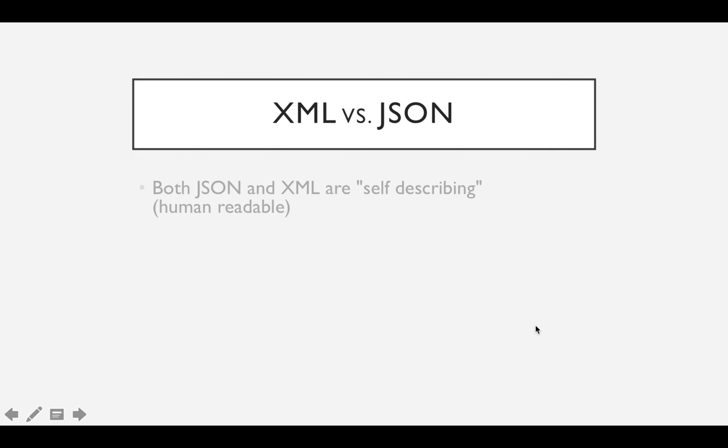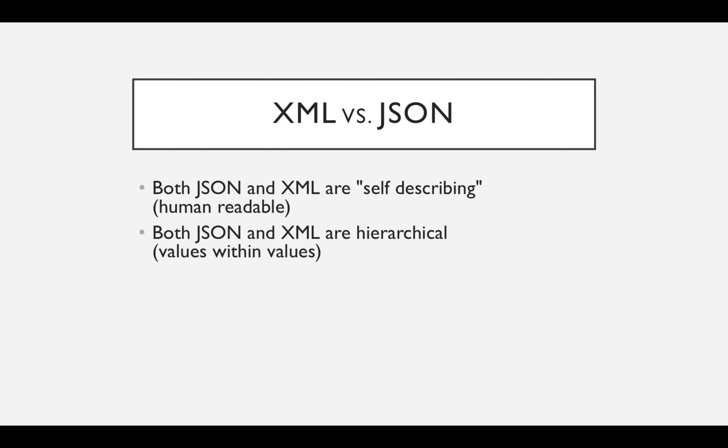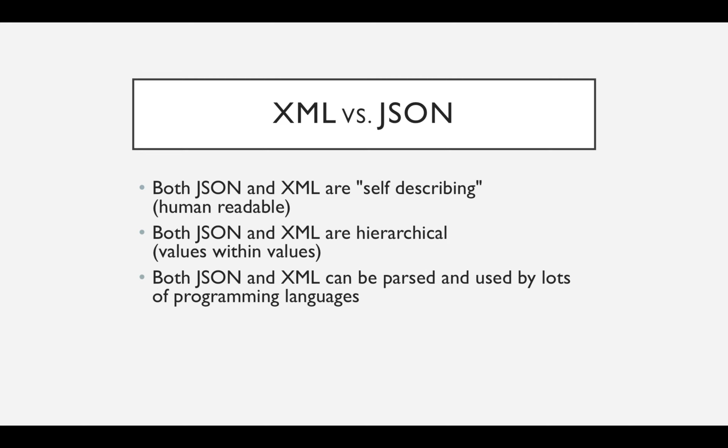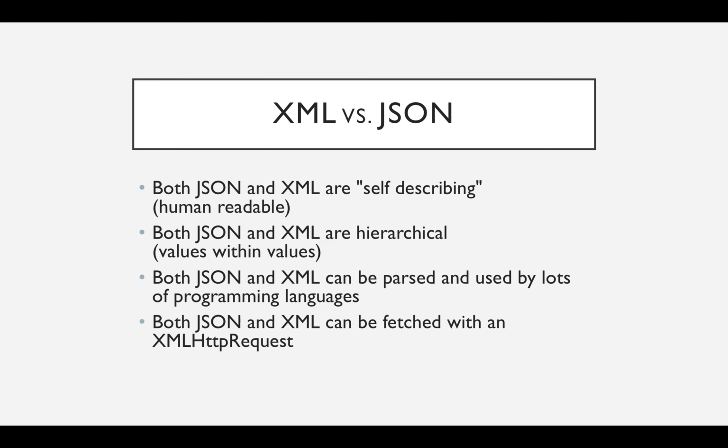And so here are some similarities. They're both self-describing. In other words, they're readable by humans. They both are hierarchical, but there's values within values located in both. They can be parsed, and they're both used a lot with multiple programming languages, and they can be easily fetched.